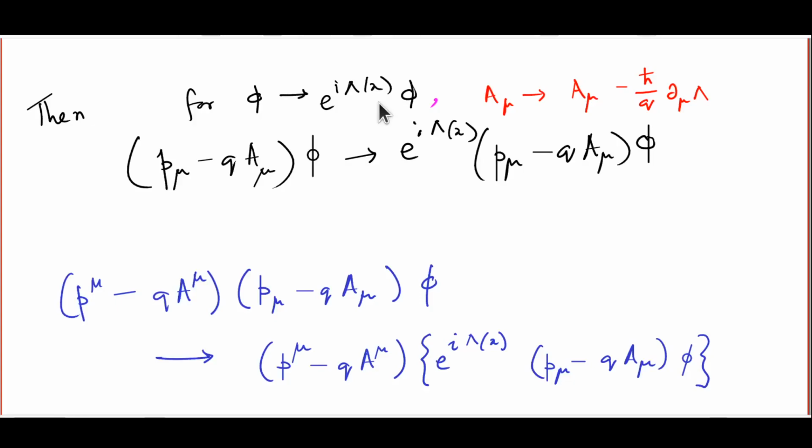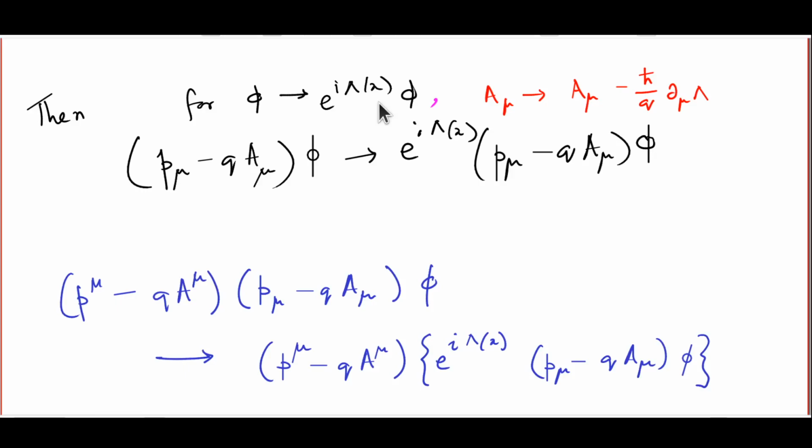So what we have achieved is that if we make a transformation which multiplies φ by a local phase factor and at the same time changes A_μ by this additional piece, minus ħ by q ∂_μ λ, then (p_μ − q A_μ) φ just picks up an overall phase factor e^{iλ(x)}.